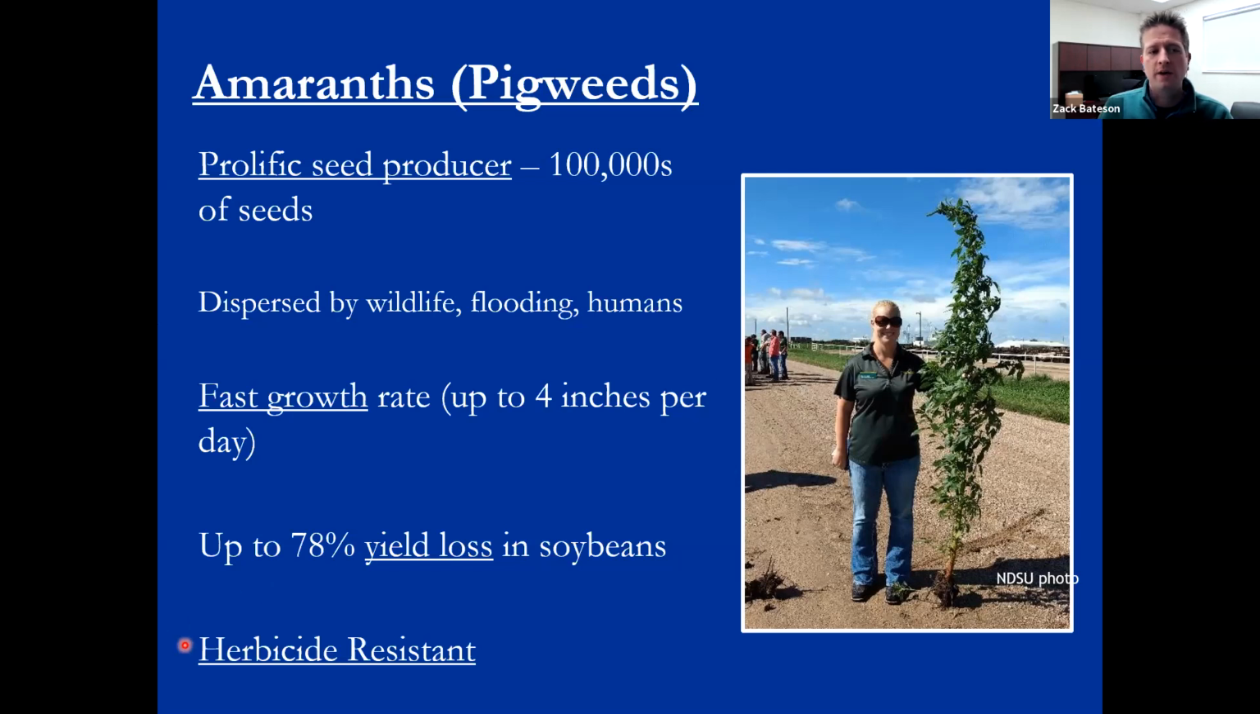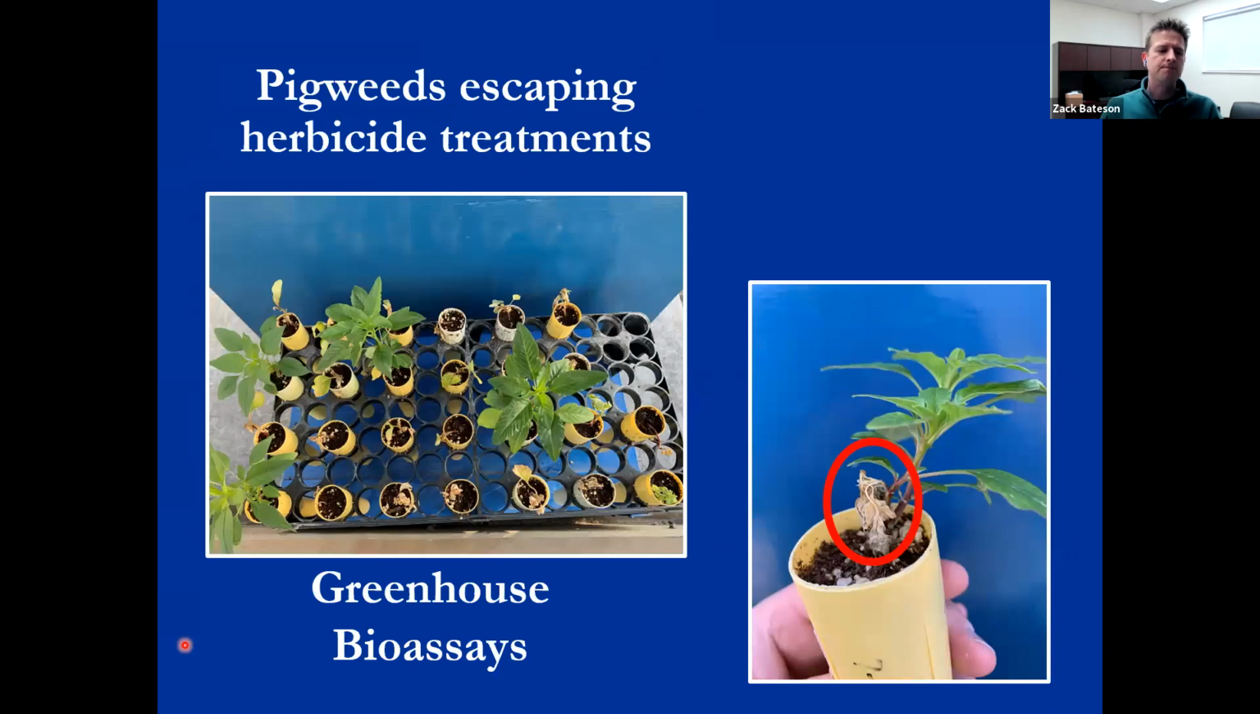And we focus on amaranths because there's a lot of herbicide resistance in this group of weeds. There's single individuals that have been found to be resistant to 5 to 6 different modes of action of herbicides. And so it's a very important active area of research. So how do you know if these weeds are herbicide resistant?